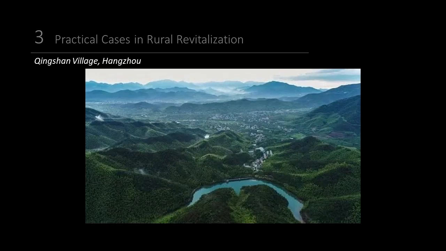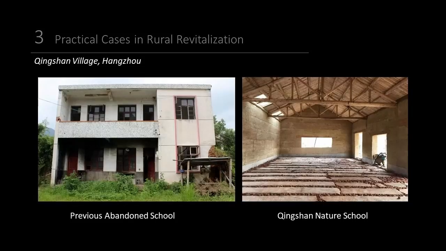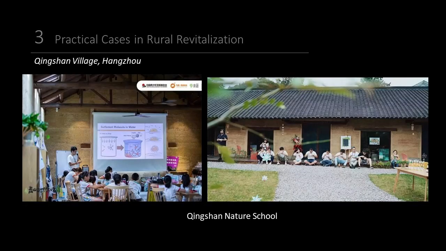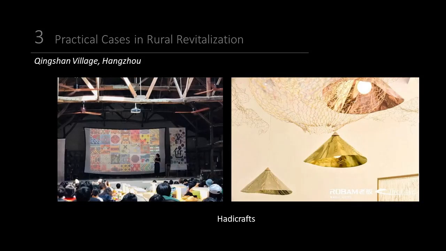The next one is a project I participated in last year during my gap year, Qingshan Village in Hangzhou. The approach they took was relatively more artistic. The previous culture auditorium was transformed into a design library, and the previously abandoned school was rebuilt as a nature school. The school provides a lot of nature-related activities, attracting a lot of families to come here for weekends and vacations. They also found the old villagers who are craftsmen to talk about handicraft and produce art products.